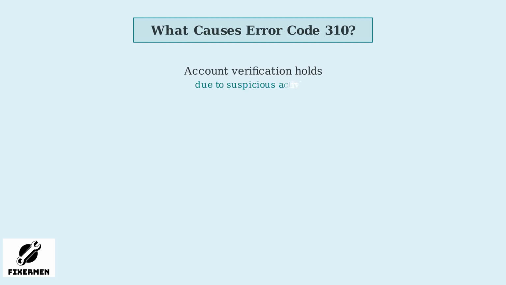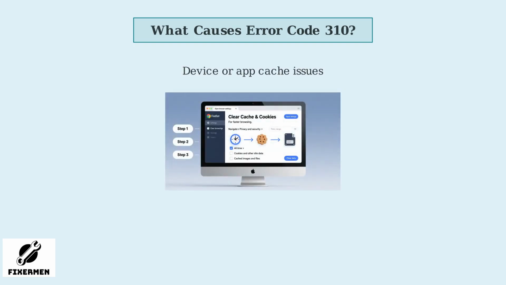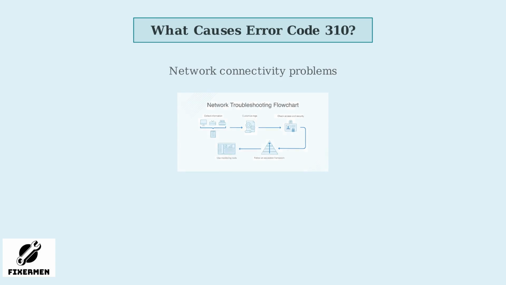Users may receive notifications about password expiration, requiring an update to continue accessing the app. Account verification holds occur when Chime detects suspicious activity, requiring users to verify their account through additional steps to ensure security. Device or app cache issues can cause authentication problems. Clearing the app cache often resolves these, as shown in browser settings examples. Finally, network connectivity problems can lead to error code 310. Unstable internet connections or troubleshooting steps may be needed to fix login issues. Addressing these potential causes systematically can help resolve error code 310 and restore access to your Chime account.